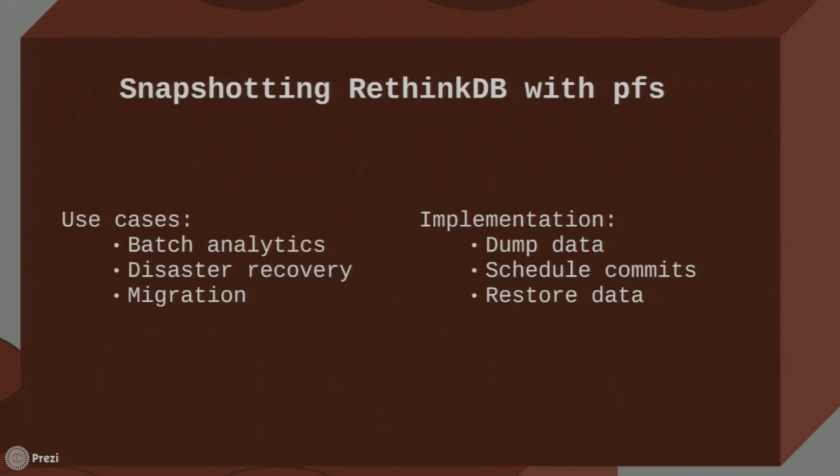So how do we implement this? The basic steps of this are first, we need to have some way to take data that's in RethinkDB and push that out into PFS. Then we need to have some notion of what our snapshots look like. How often are we committing? Are we committing every day? Are we committing every minute?